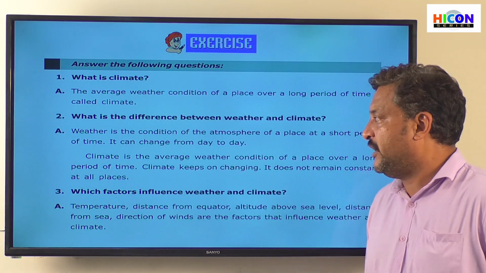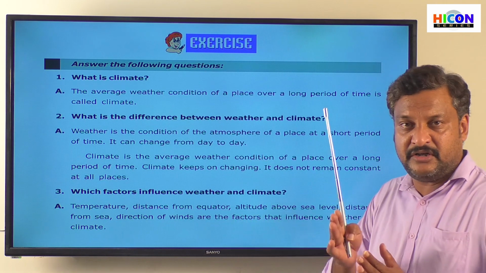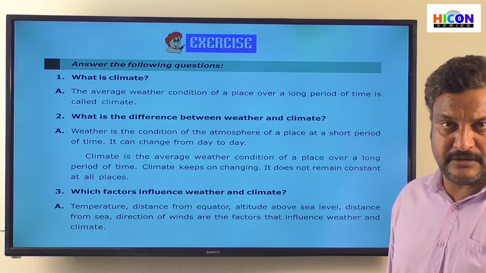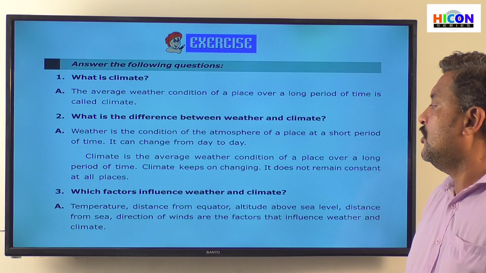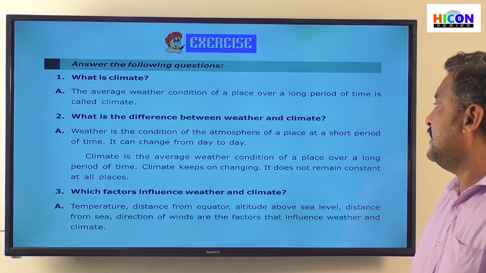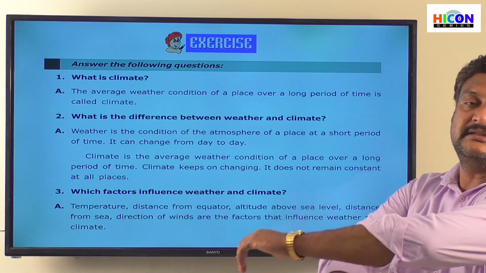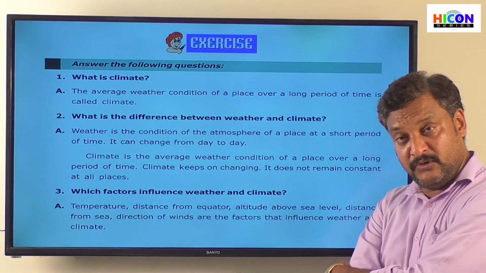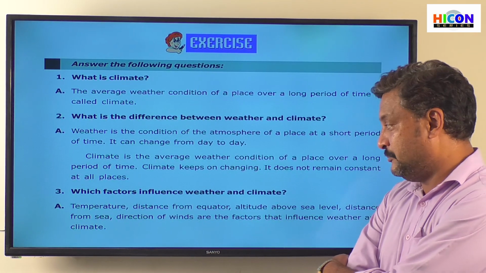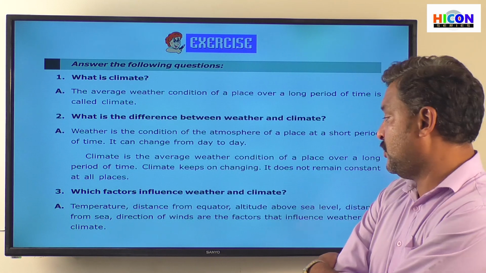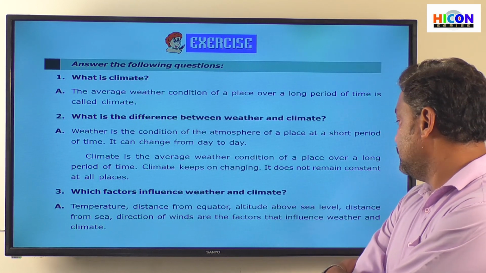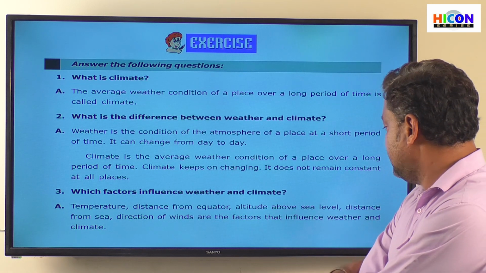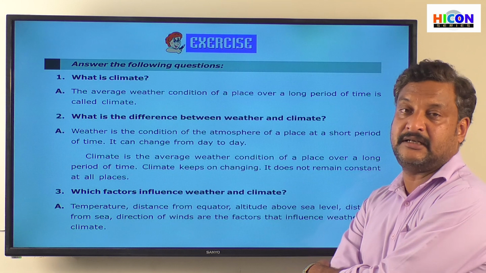The difference is that weather has a much shorter duration of change, whereas climate has a longer duration of change. Third one: which factors influence weather and the climate? So what are the factors that affect weather and the climate? Temperature, distance from the equator, altitude above sea level, distance from the sea, and direction of winds are the factors that influence weather and the climate.